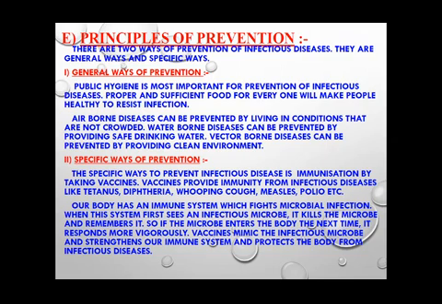Waterborne diseases can be prevented by providing safe drinking water. If safe drinking water is not available, then doctors advise us to boil the water and then use it. Vector-borne diseases can be prevented by providing a clean environment. If we clean up our environment and do not allow flies and mosquitoes to breed around us, then vector-borne diseases can be prevented. So these are the general ways of prevention of diseases. Now let us study specific ways of prevention of diseases.